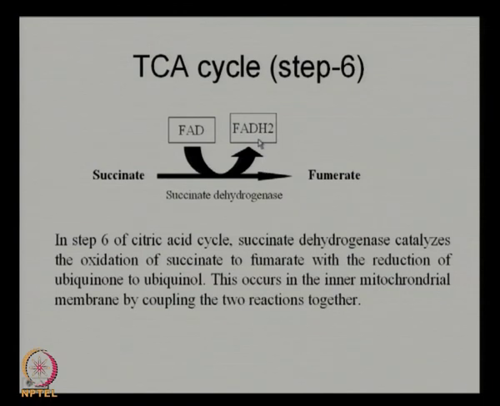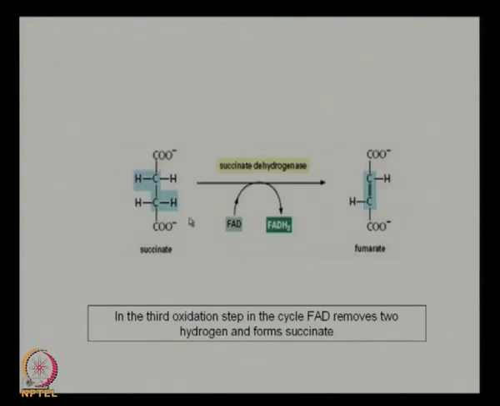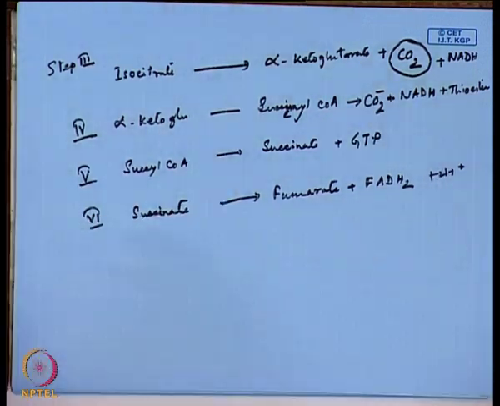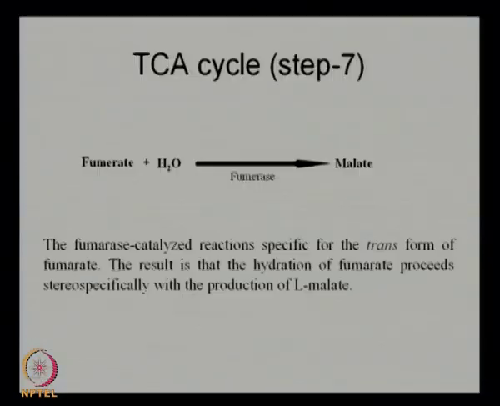Now, if we see the reaction, this is the succinate, and in the presence of FAD it is forming the fumarate. This is the third oxidation step in this cycle, where FAD removes 2 hydrogens from succinate. So, here hydrogen is also produced in this reaction. 2 molecules of hydrogen are produced in this reaction.